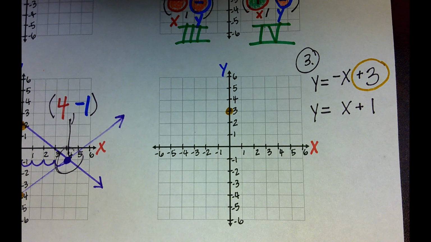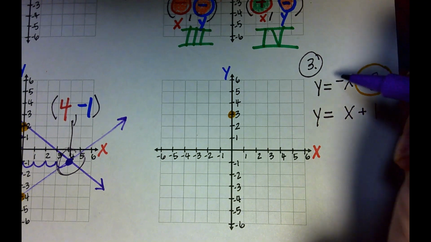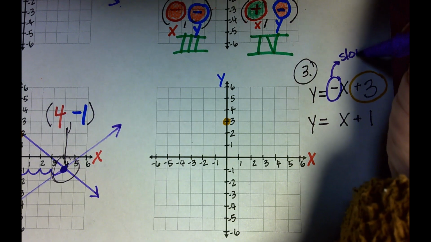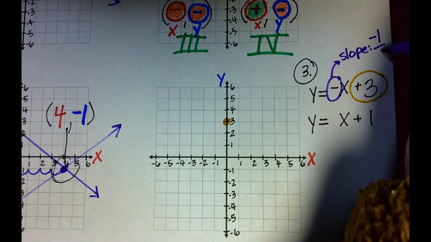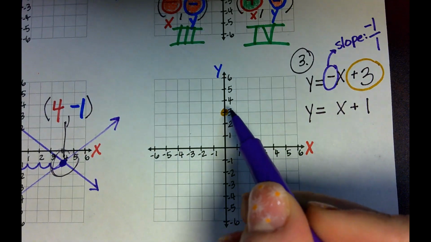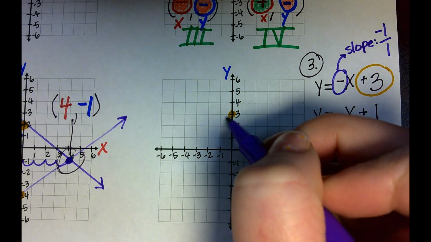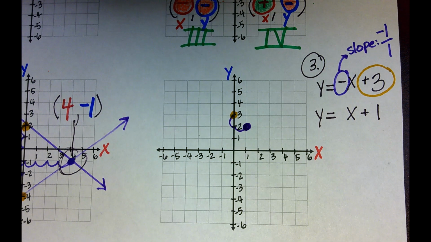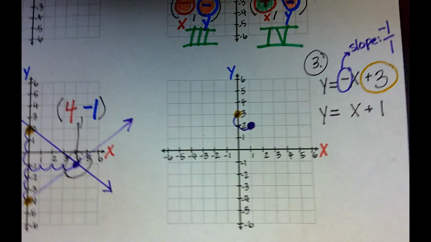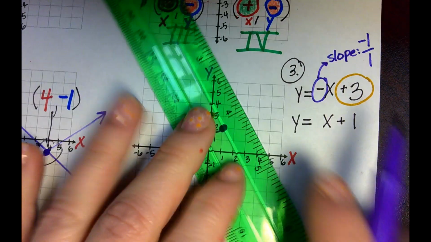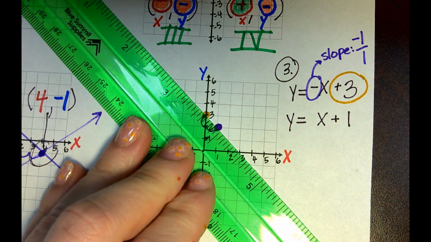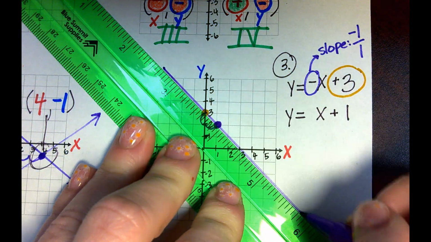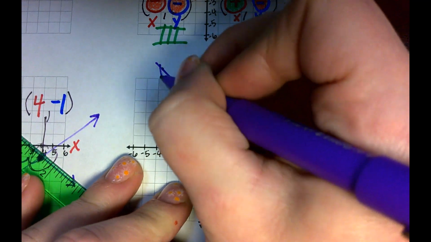Now what? My slope is negative 1 over 1. Yes, my slope, because I have negative x, is negative 1 over 1. So where should I go from 3? So 1 down, perfect. Down 1 and then 1 over. There's my second point. Amazing. I'll go ahead and connect those points. Awesome.